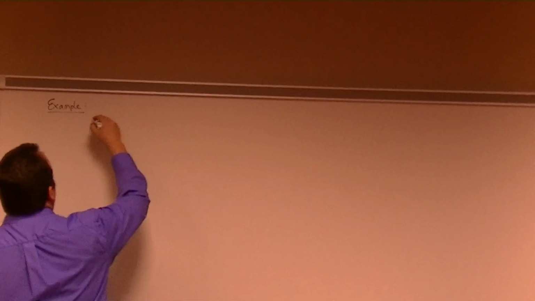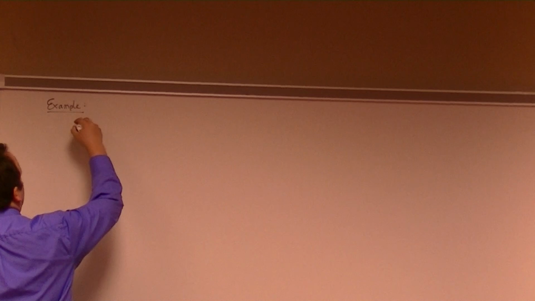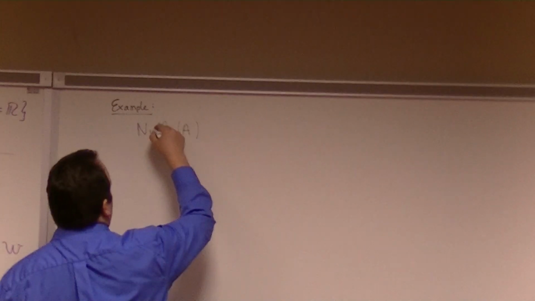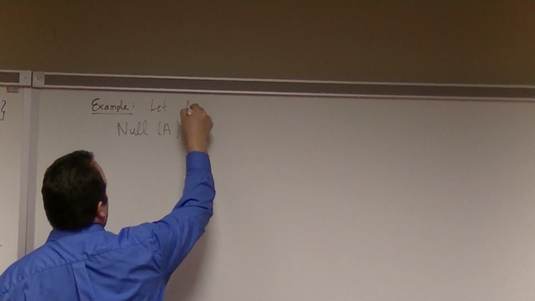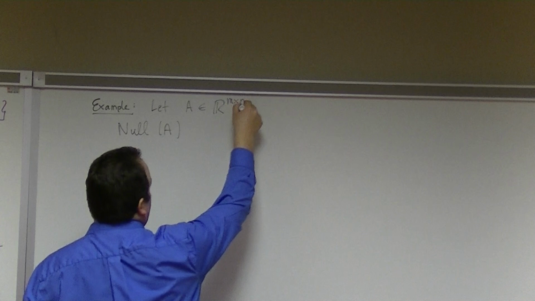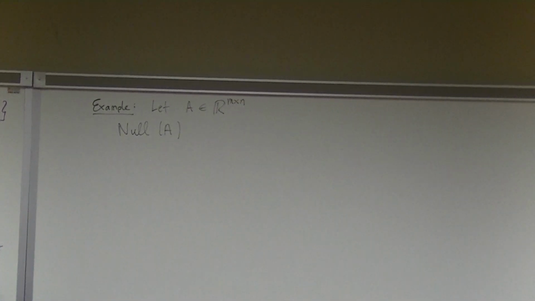The subspace there. How about this? This is kind of an important example. You can define what's called the null space of a matrix. So let A be an m by n matrix, okay? What's the null space of A?